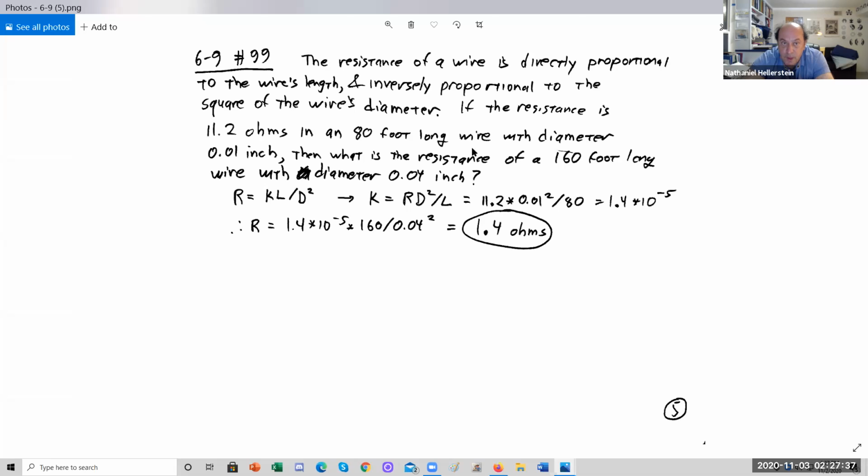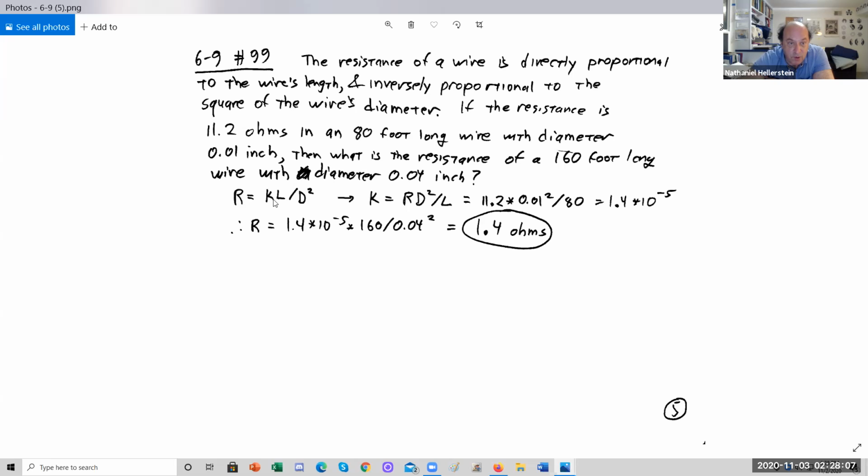Okay. The resistance of a wire is directly proportional to its length and inversely proportional to the square of its diameter. So resistance equals constant times length over diameter squared. If the resistance is 111.2 ohms in an 80-foot long wire with diameter 0.01 inch, what is the resistance of a 160-foot long wire with a diameter of 0.04 inch? Assuming, of course, it's the same metal in both wires.